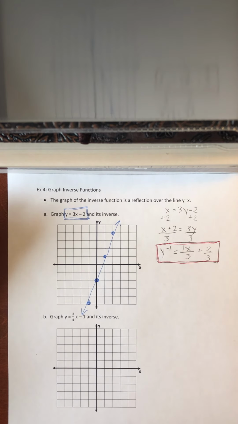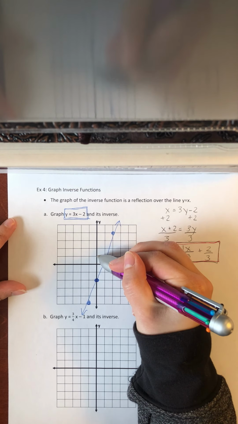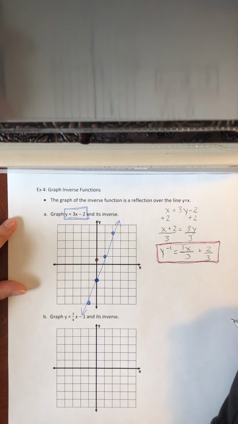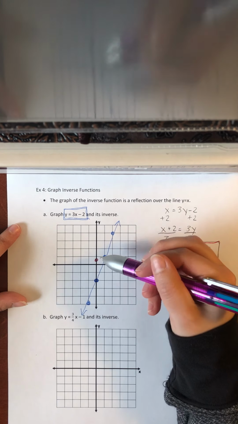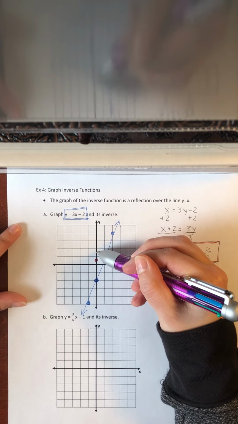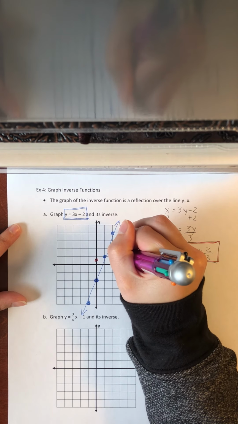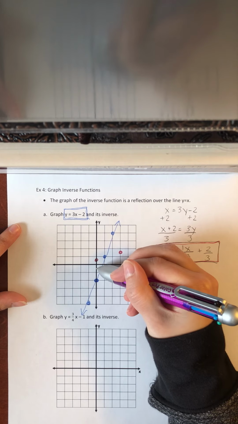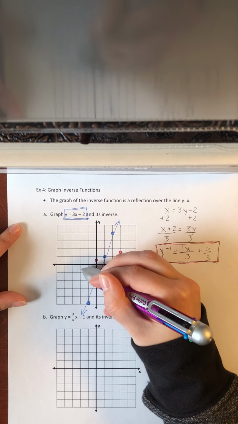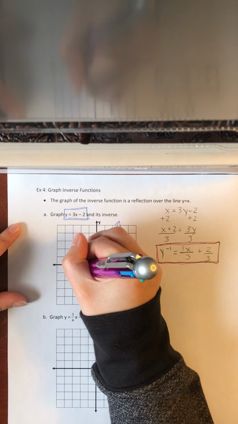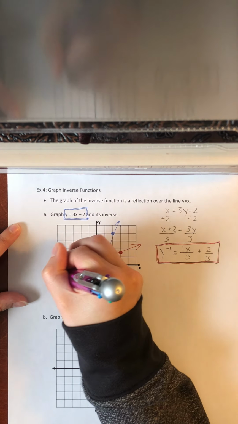Okay, now for this one, we're gonna go up 2/3. That's a little weird. So not up 1, up 2/3 is maybe right about there. And then I'm gonna go over 1 over 3. So up 1 would be to about here, and then over 1, 2, 3. So that's here. I can do the same thing in the opposite direction. Okay, and then you just connect the dots. All right.